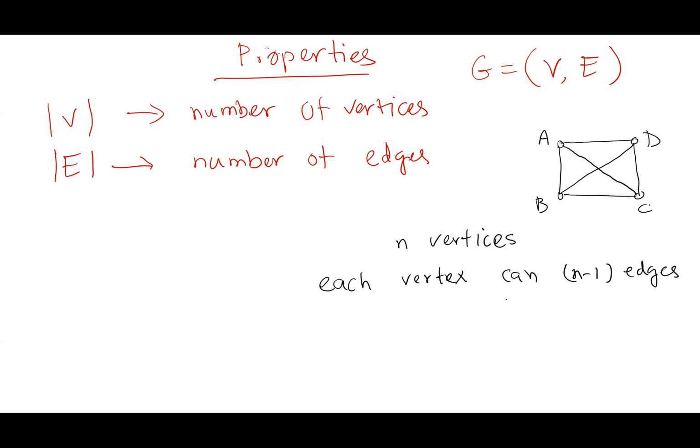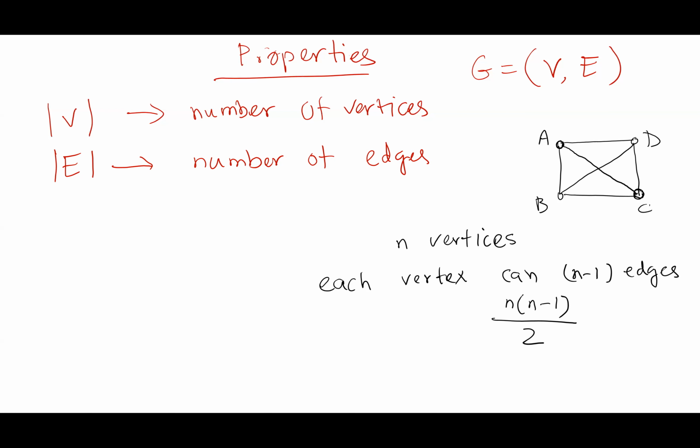So n vertices in total are going to have n times n minus 1 edges, divided by 2. The reason is that this is an undirected graph. Basically A has an edge to C, and C also has an edge to A, but these two are considered just one edge. That's why n times n minus 1 over 2 is the maximum number of edges in an undirected graph.